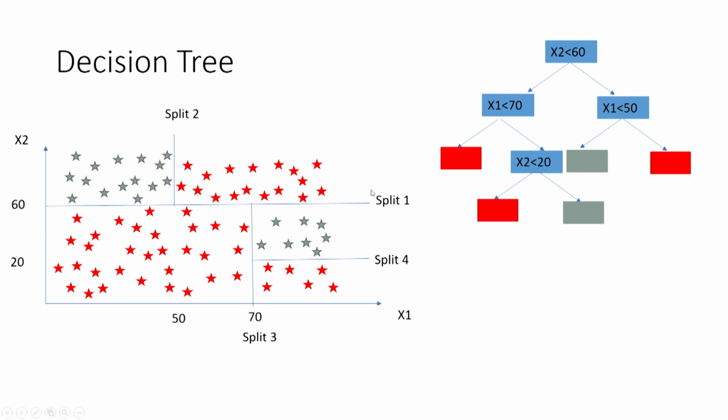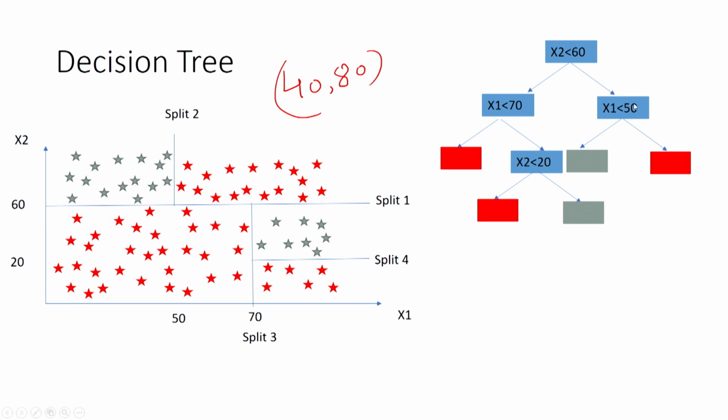Now suppose a new instance is coming. When a new instance comes, you get its values of x1 and x2. Suppose the new instance is 40 and 80. Let us see what the class of this new instance will be, green or red. This is x1, this is x2. First we check this decision rule: if x2 is less than 60. Here x2 is 80, which is not less than 60, so we will go towards this.